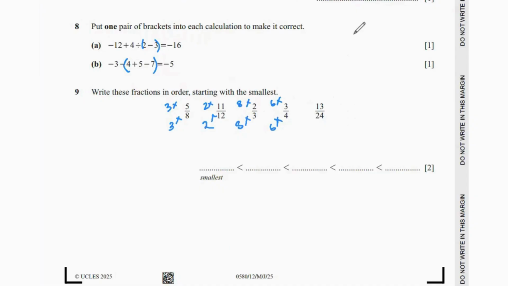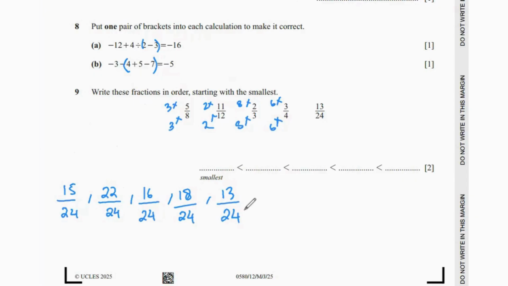So using the concept of lowest common multiple over here, changing the denominator for all of the fractions, making it the same, and then we compare them to see which one is the smallest and which one is the biggest. So 15 over 24, 22 over 24, 16 over 24, 18 over 24, and 13 over 24. So out of these, the smallest is 13 over 24.